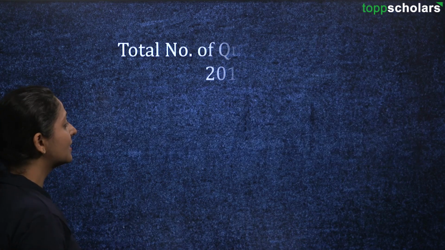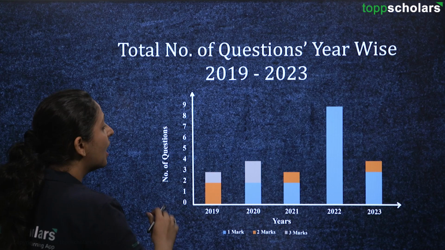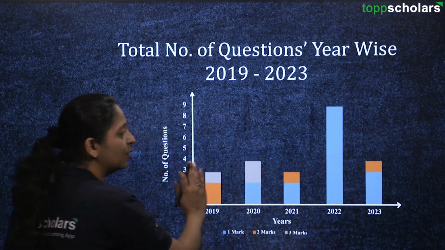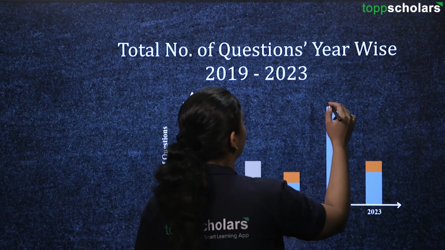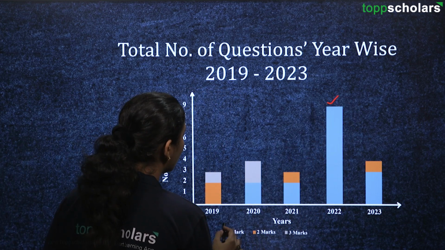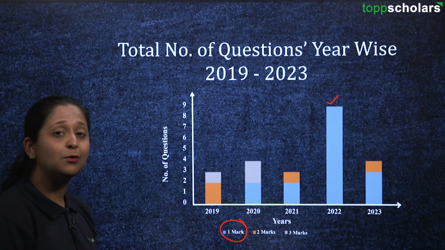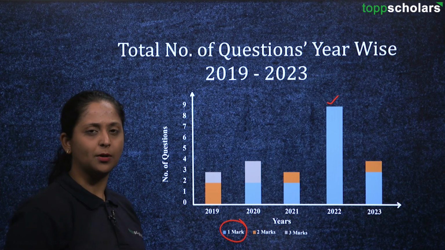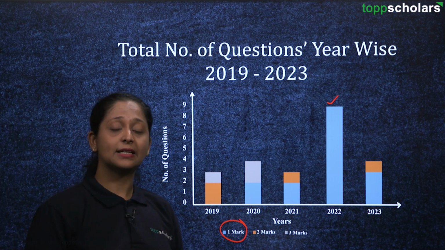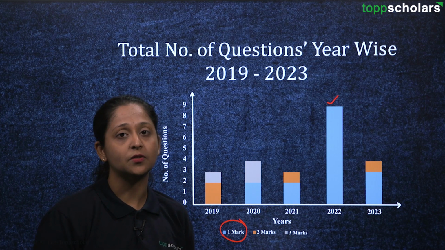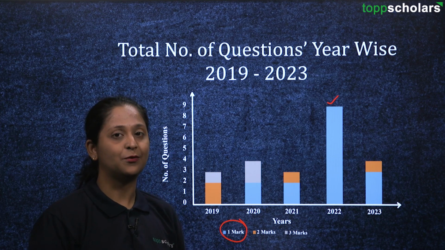So, if you look into this graph, students, you can understand they consistently ask questions from this topic every year. The highest was in the year 2022, where most of the 1 marker questions, that is multiple choice questions or very short answer questions, were from this particular topic. So first we will be discussing the questions from the previous years and then we'll try to answer a few questions. So let us begin.